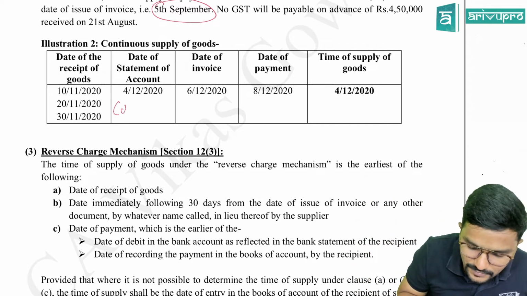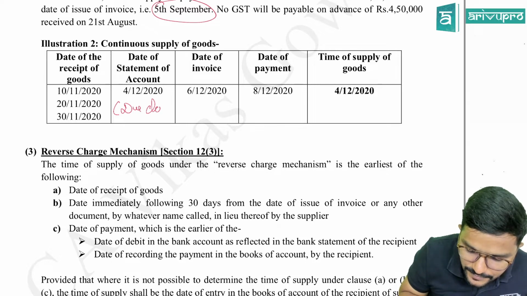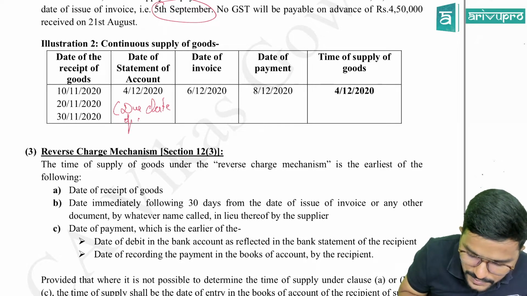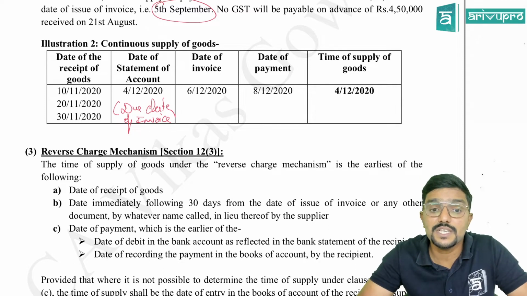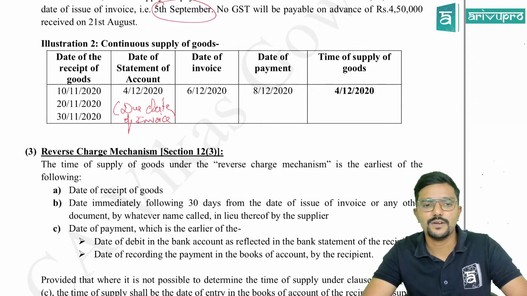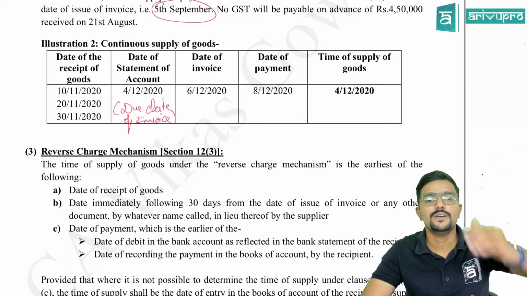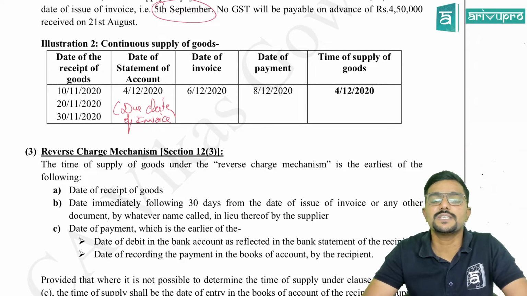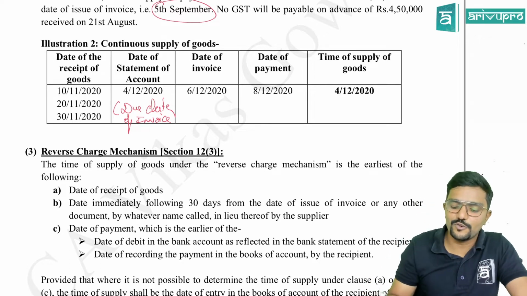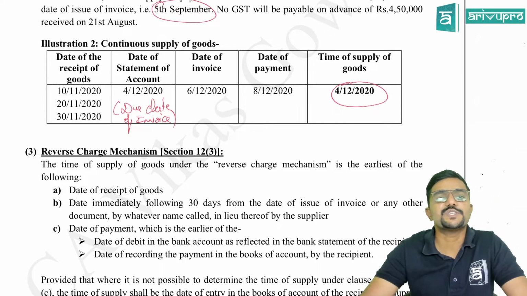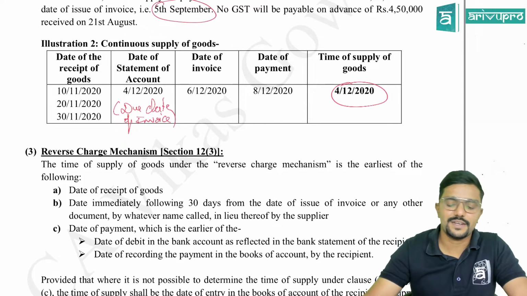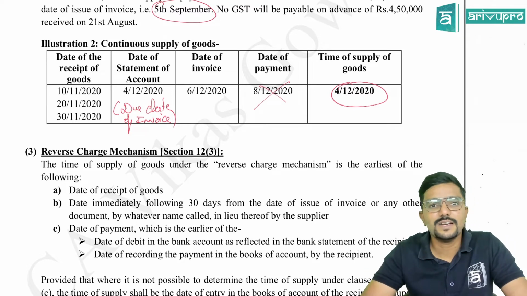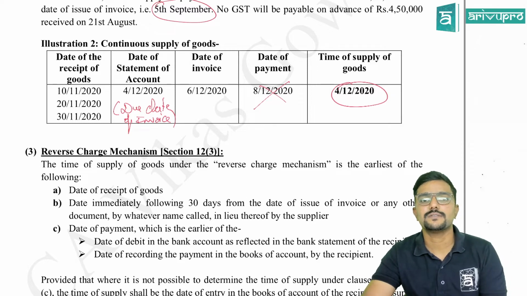4th December is the due date of invoice. Agree? It is the date on which the statement of account is given. Next, the date of invoice is 6th December. So the due date is 4th December, whereas the invoice is issued on 6th December. So what is the time of supply of goods? 4th December, which is the due date to issue invoice. Is that clear? The date of payment is also given, but it is not relevant for us. Clear?